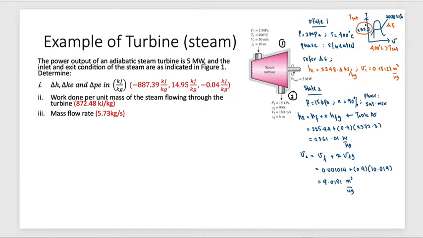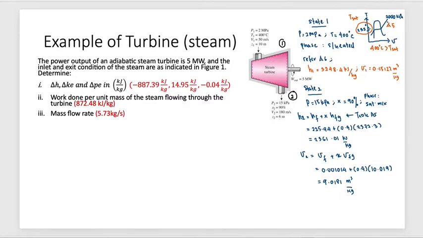For example, at state 1, we have a pressure of 2 megapascal, temperature of 400 degrees Celsius, with a velocity of 50 meter per second, and the elevation is 10 meter. So the intensive properties here are P and T. You have the choice to sketch a TV diagram or a PV diagram. In my case, I sketch a TV diagram, and the constant pressure is 2000 kPa. I convert MPa to kPa.